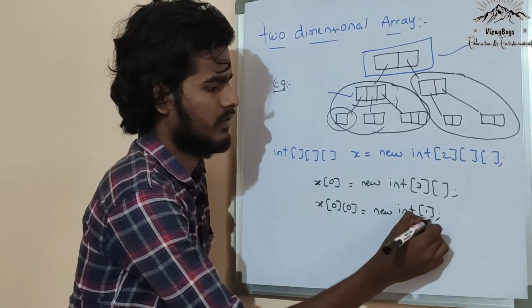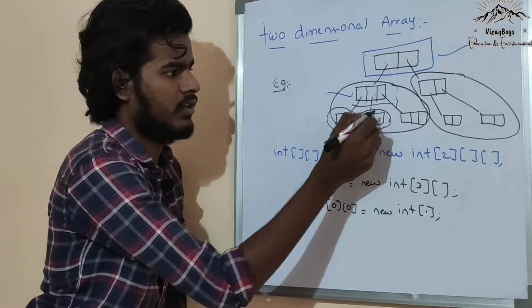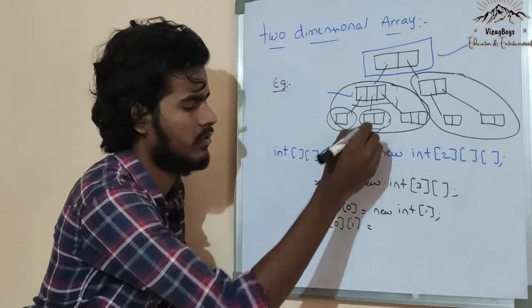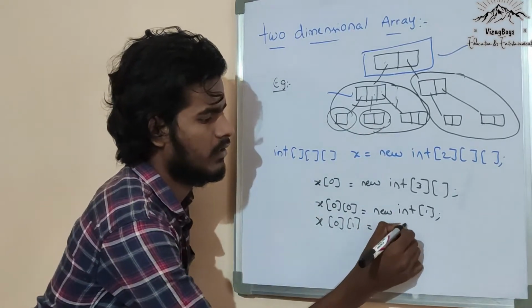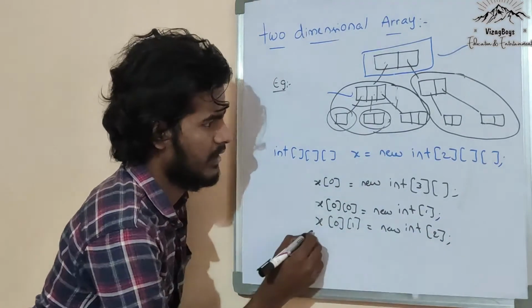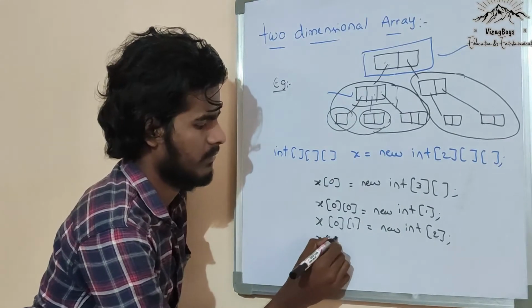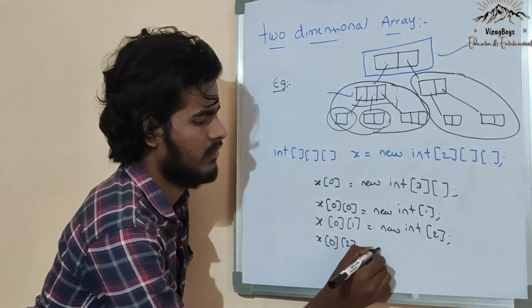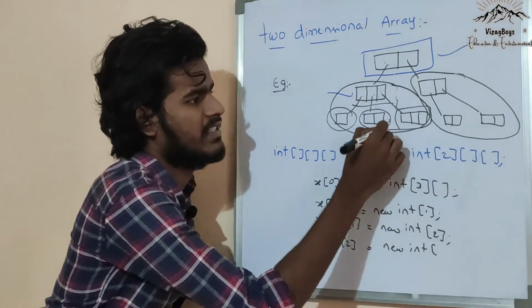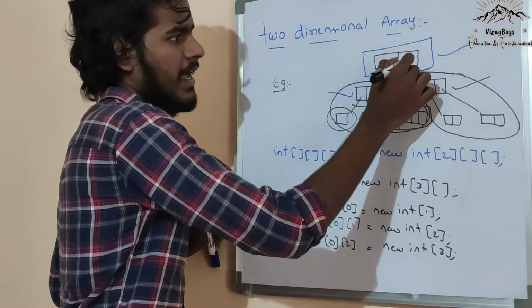So 1. Next x of 0, 1. What is the next level array? Size 2. x of 0, 1 is equal to new int size 2, a single-dimensional array. Next x of 0, 2. What is the single-dimensional array size? 3.